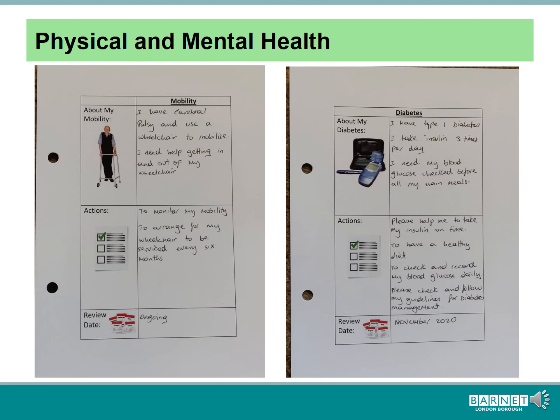For diabetes, it could be the case where the person has type 1 diabetes and they take insulin three times a day. The blood glucose needs to be checked as well before meals. So the action planning could be where the person might say, please help me to take my insulin on time, to have a healthy diet, to check and record my blood glucose on a daily basis. It could also be, please check and follow my guidelines for diabetes management. And then again, you put a review date in as well.